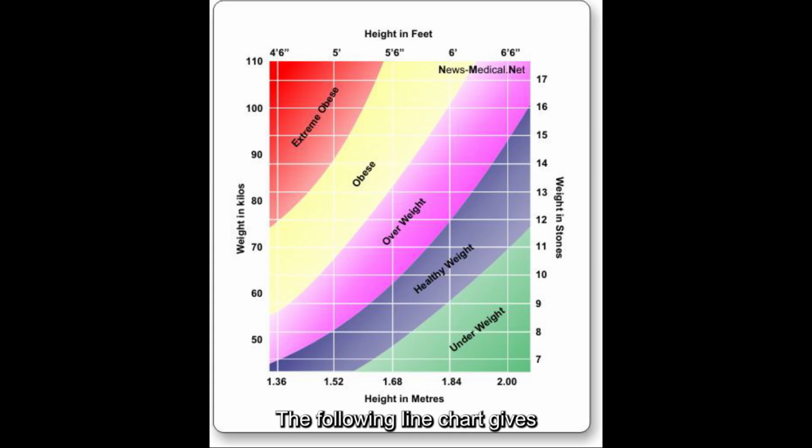The following line chart gives information of how to define overweight. According to the chart, the green area means underweight, with height more than 1.56 meters, and weight less than 12 stones. We can see the blue area is healthy weight, with weight less than 16 stones. We can also see the pink area is overweight, with bigger ratio of weight over height than healthy weight. Then we can see the yellow area is obese and the red area is extreme obese. Finally, extreme obese has the biggest ratio of weight over height, with height less than 5 feet and 6 inches and weight more than 74 kilograms. In conclusion, this chart is very informative.